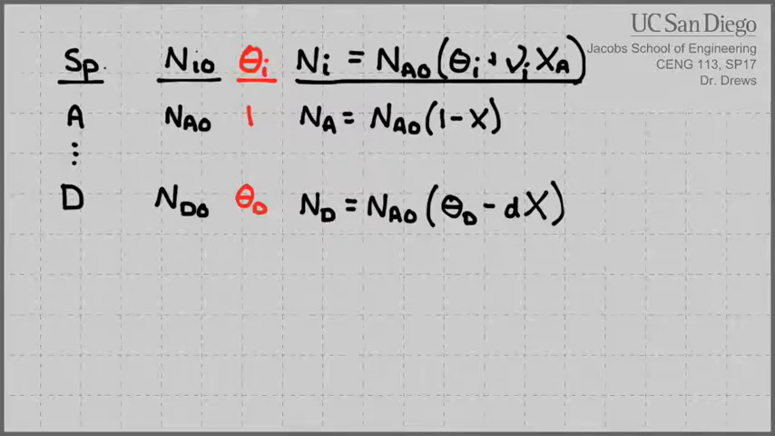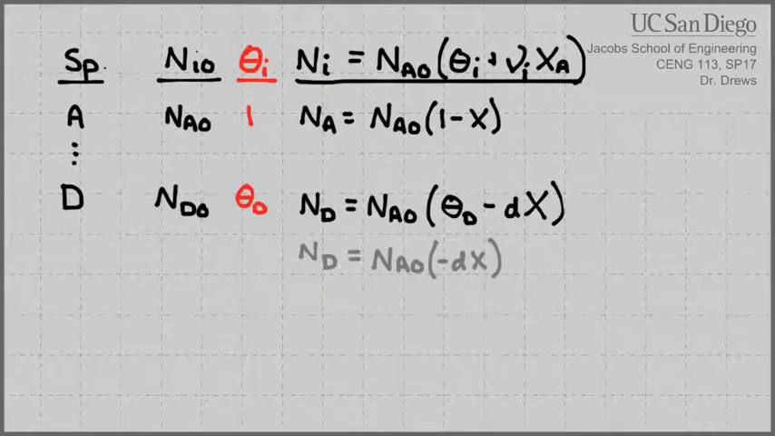If there was no d initially present, then n sub d is just equal to, what's theta if there was no d initially present? 0, right? Nothing was originally there, so it's N A naught times minus d times x. Keep in mind that is stoichiometric coefficient d, not derivative d. There are going to be derivative d's in a moment.